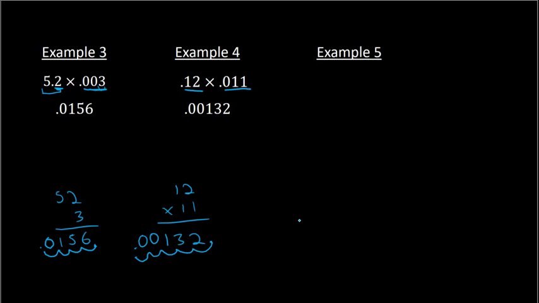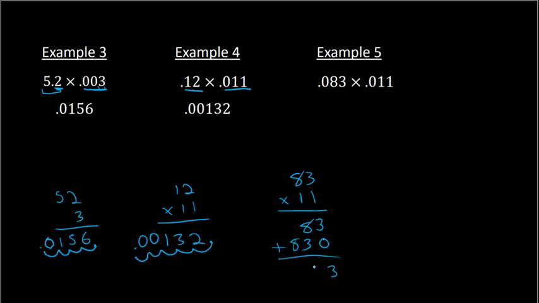One more example. Example 5, we have 0.083 times 0.011. To figure out the digits, we take 83 times 11. When you multiply, you have 1 times 3, then 1 times 8. Then do the same thing for the other one, put a 0 here first, and then 1 times 3, and then 1 times 8 again. Add them together, we get 3, and then 8 plus 3 is 11. So take the 1, carry the 1. That's going to be a 9. All right, so our digits are 9, 1, 3.